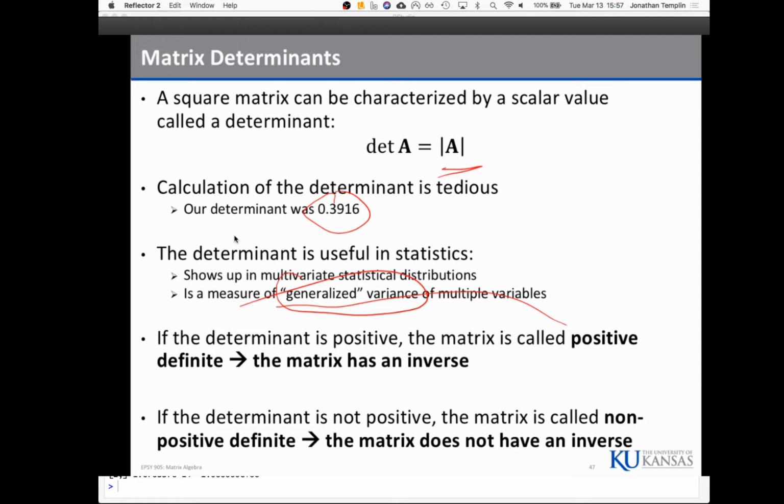So also, just a couple other notes. A positive determinant means a matrix is positive definite. A determinant that's not positive is non-positive definite. And I guess there's one more. A determinant at 0 is sometimes called positive semi-definite. It's trivia at this point. We may hear non-positive definite matrices.